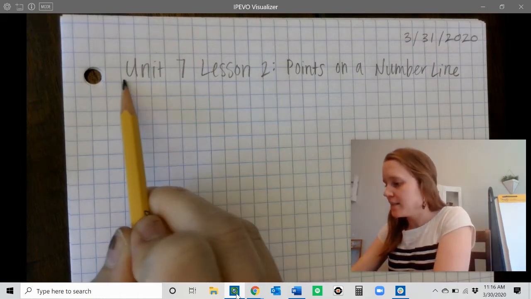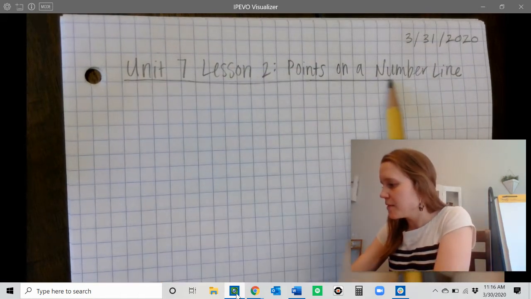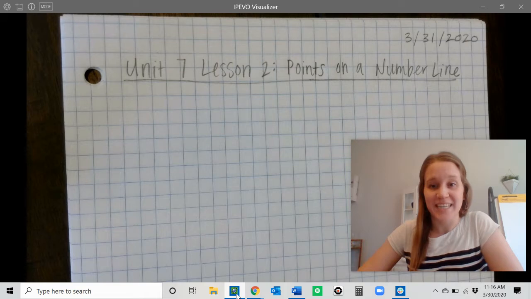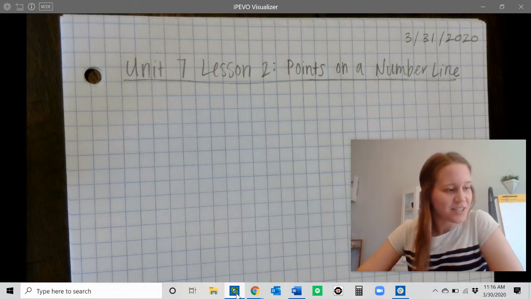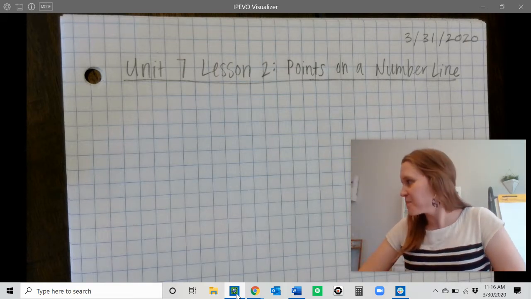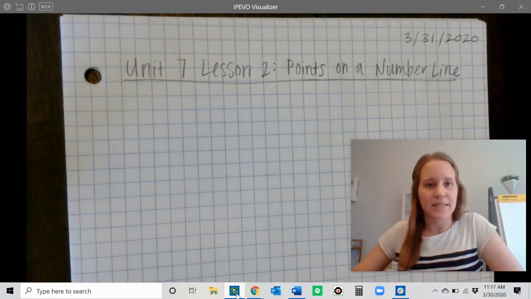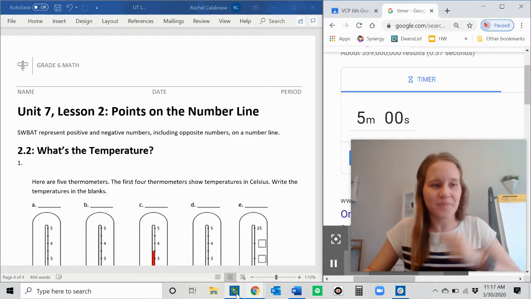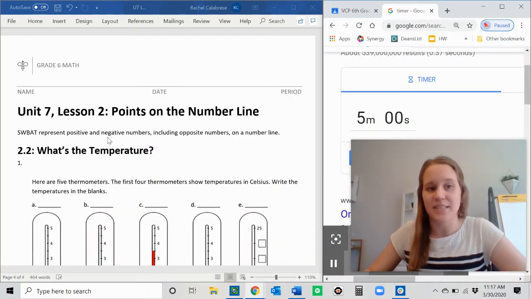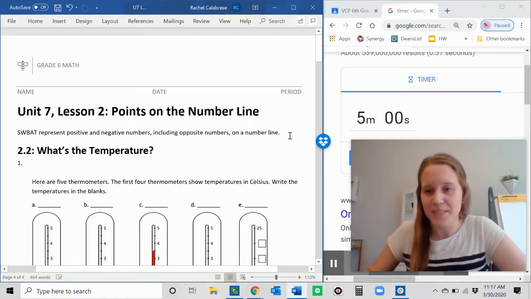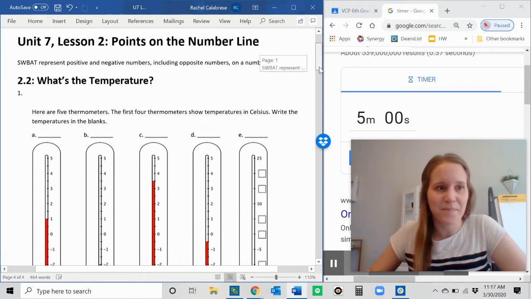All right, so notes are set up. We've got a few things to do together, and then I'm really excited to release you to do some work on your own as well. Okay, so our goals today include representing positive and negative numbers, including what are called opposite numbers on a number line. Really excited to get into that today. We'll define what opposite numbers is by the end of class as well.